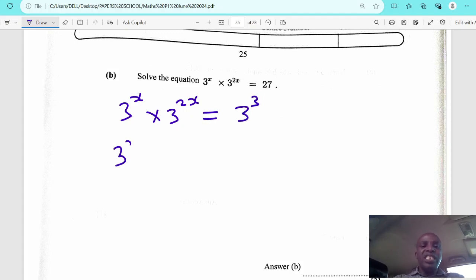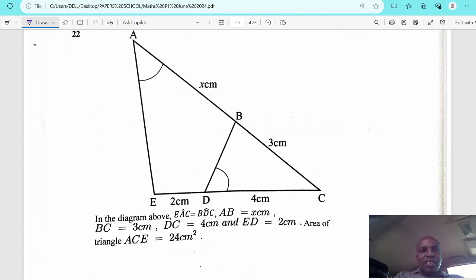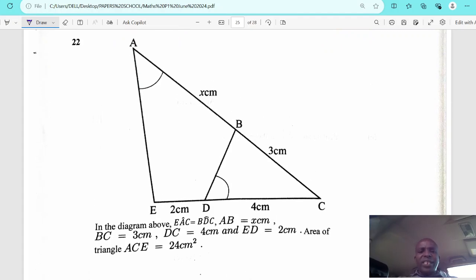Then maintain the base here and add the powers, because I am applying indices of the same base. So it will be 3 to the power 3x is equal to 3 to the power 3. Same base, it means the powers are equal. Just ignore the bases and take the powers. Divide by 3, you get x is equal to 1. Done.